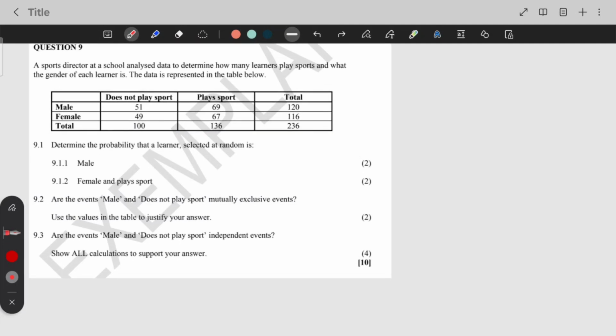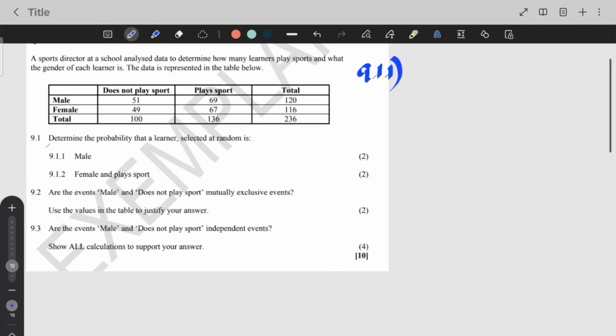9.1.1 says, determine the probability that a learner selected at random is male. So let's write 9.1.1 down. The probability of a learner being male: I'm going to go to male and look for the total number of males. So there is the total number of males. I'll take the total number of males over the total number of learners, which is that number over there. And that is the probability that a learner is male, 0.51.